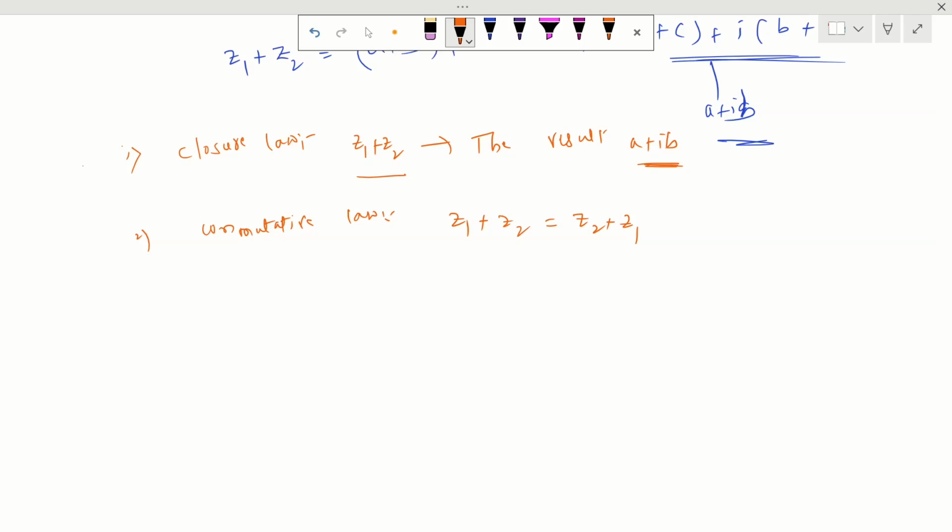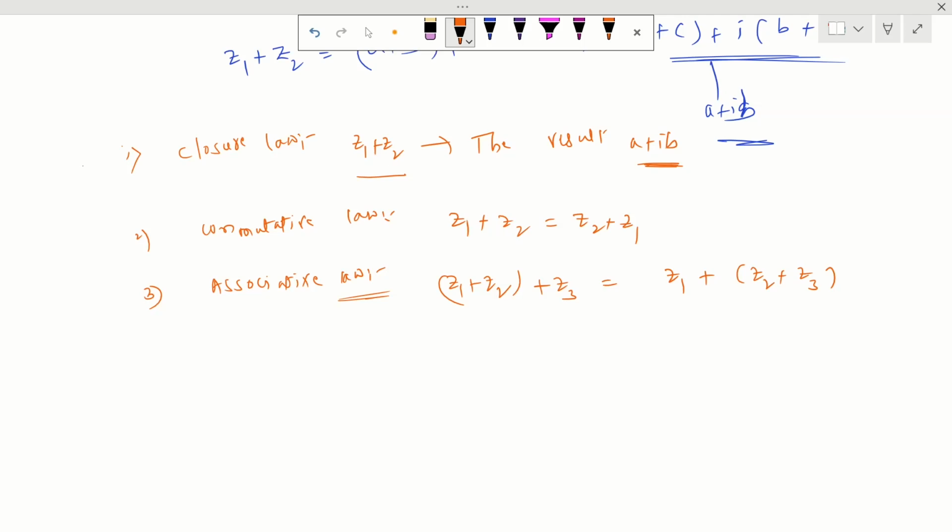And the third one we will see is the associative law, right? You have studied these in sets. In the same way, here also we are defining these laws. Associative law: when we add three complex numbers, z1 plus z2 added with the third one, this is equal to z1 plus the addition of the second and third. This is called the associative law.